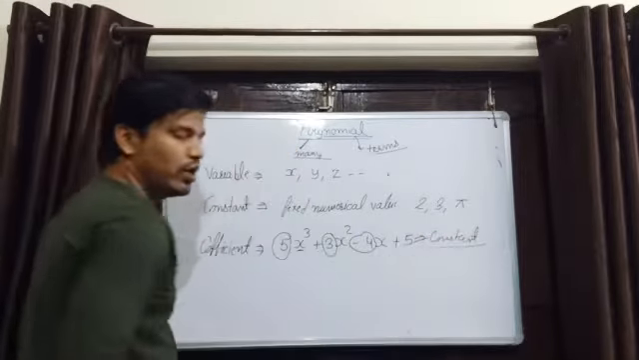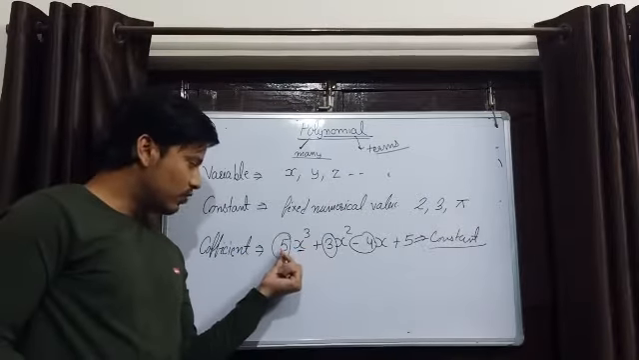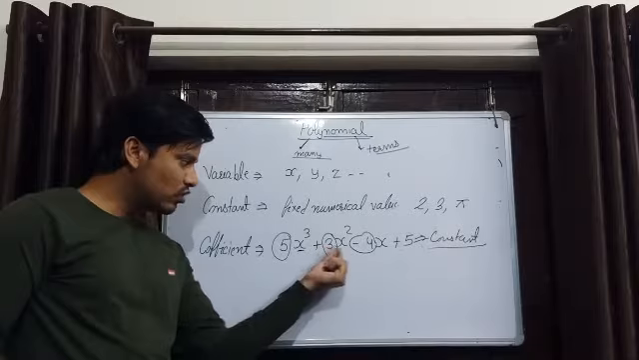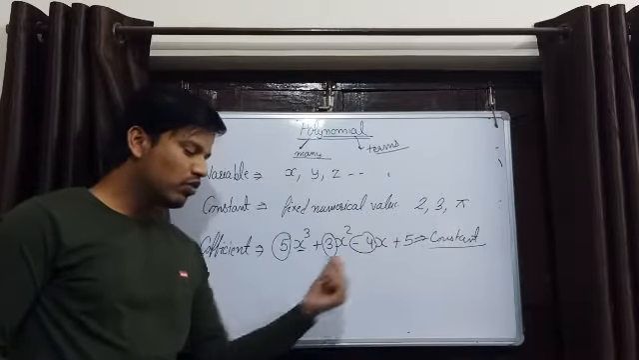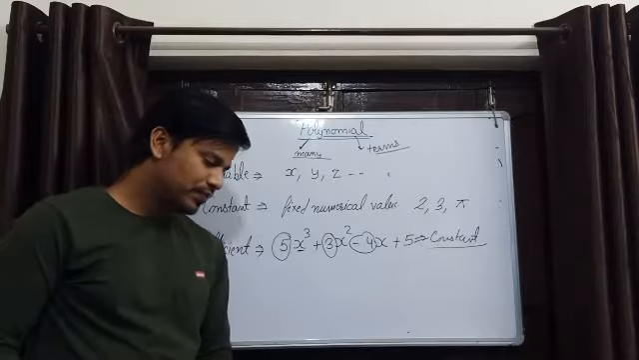I hope you are getting my point. What I am saying, coefficient. 5 is the coefficient of x cube, 3 is the coefficient of x square, minus 4 is the coefficient of x, and 5 is the constant term. Okay.